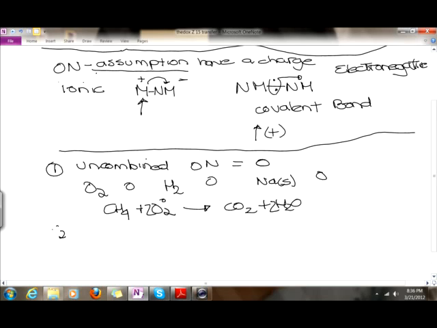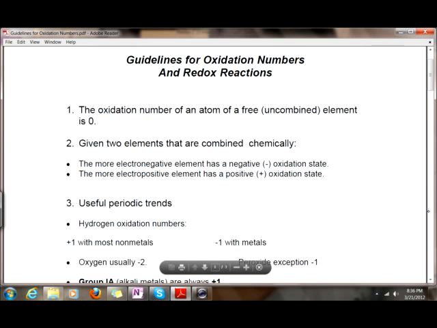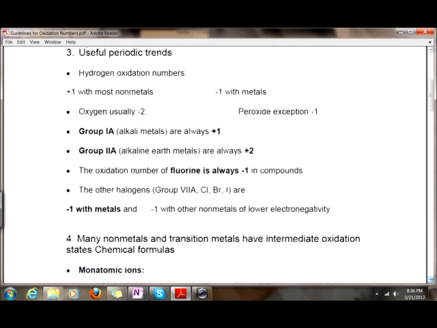Let's go to the second one. The second one is basically telling you that you have periodic trends that are going to be very useful to determine the oxidation number. And why are they useful? Because some of them don't follow those trends. For example, some of them vary the oxidation number, like the charges on transition metals.